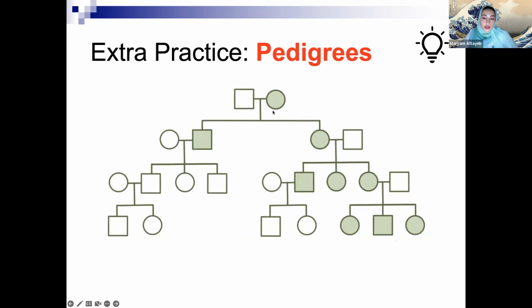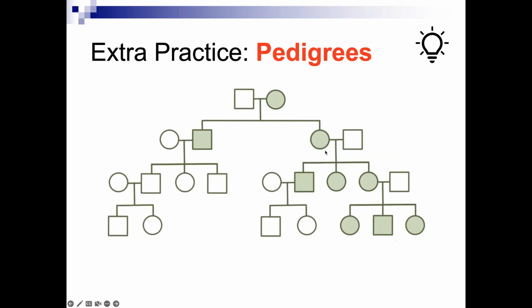Okay, so this mother has the disease, or grandmother, I guess. She's going to give it to her offspring. Interesting. When the father has the disease, he doesn't transmit it to his offspring. But it affects both males and females. Interesting. Let's look at the other side.